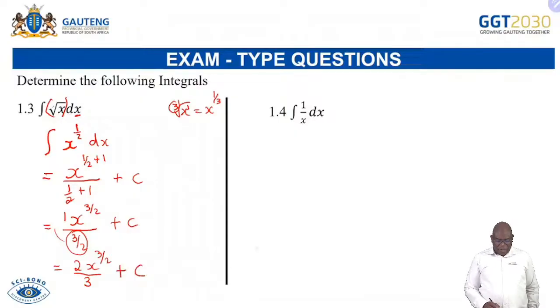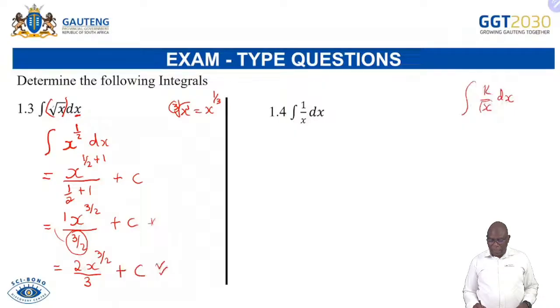I don't think the examiners will be very harsh on this one. They can still give it to you, but let's write the correct mathematics. So the correct mathematics is writing it as 2x to the power 3 over 2 over 3 plus c. And there's the correct mathematics. Okay. Right. Now we go to 1.4. You still remember when we said when we have the integral of k over x, dx, in this case, what do we have?